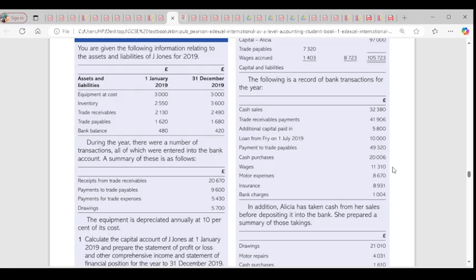Calculating depreciation. Here, 10%, at cost. So 10% of 3,000 is 300. You add it to expenses. Not 10% of 5,400, but 10% of 3,000, equipment at cost. You only have depreciation on non-current assets. This is 10 over 100. You only have depreciation on equipment, so that is an expense. So 10% of 3,000 is 300. 300 plus 5,430, which is our expenses, gives us 5,730.